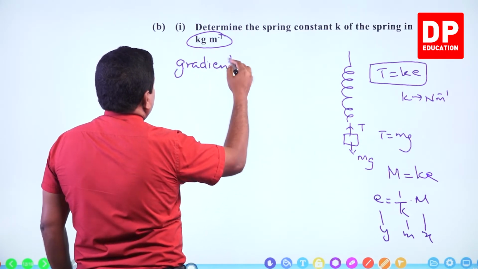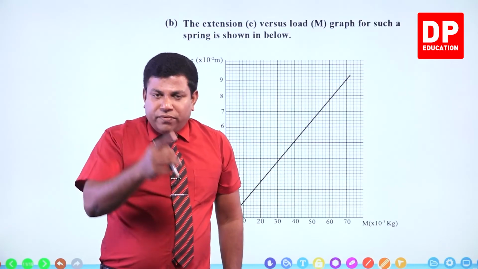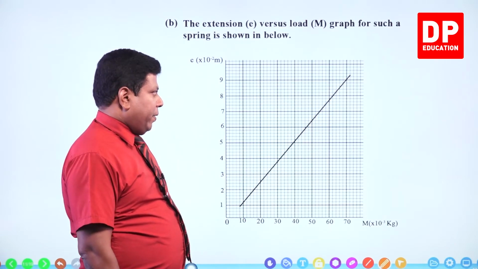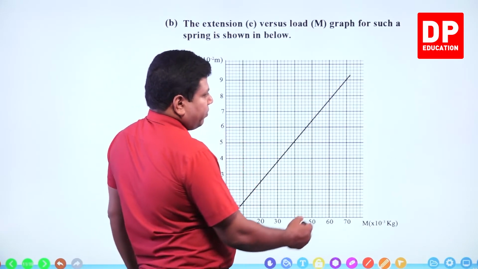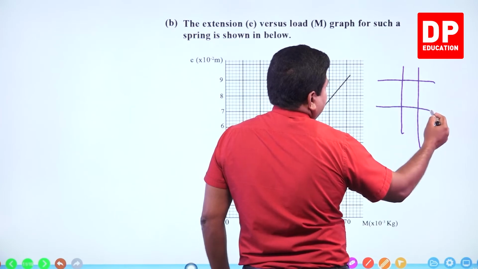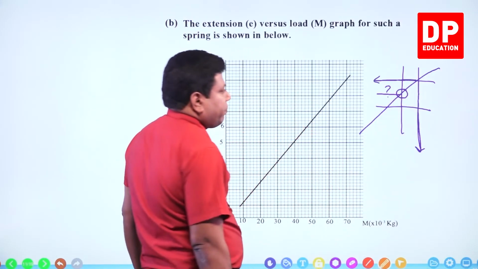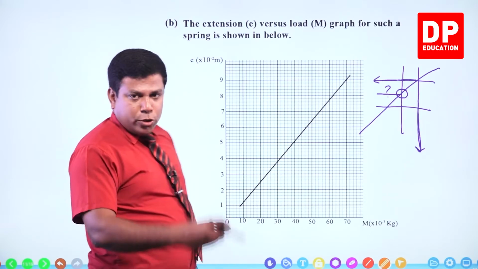To find the gradient, you need 2 points from the graph. When we take the 2 points, make sure, as I always say, the graph should go through a point where the vertical line and the horizontal line intersect. Then only you can get the coordinate precisely. Say, for example, if the graph is going to be like this and you take this point, this will be a problem because you don't know the y scale of that. But this point is okay. You know x scale is this, y scale is this. Understand?